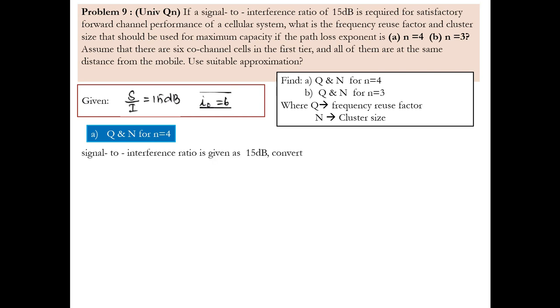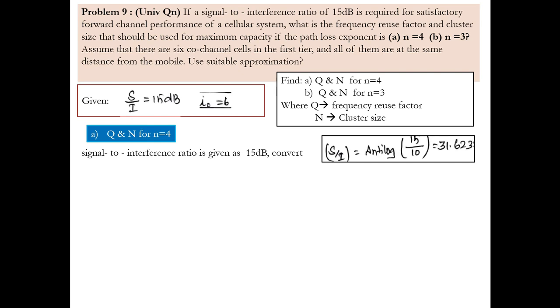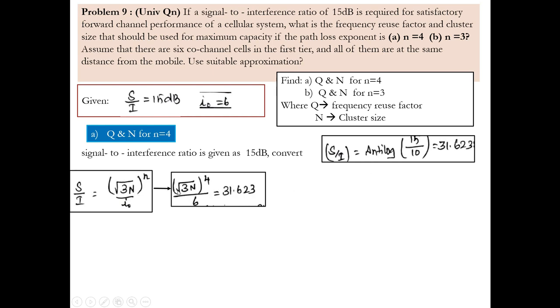The signal to interference ratio is given as 15 dB. First, let us convert this into a ratio value. The decibel should be converted into a ratio value. For that, we have to take the antilog of the given value divided by 10, for which you get the answer as 31.623. The signal to interference ratio is given by the formula square root of 3N raised to the power of n by I0. So now let's substitute the given values. The square root of 3N raised to the power of, for the first case the path loss exponent is 4, divided by I0 which is 6, is equal to 31.623 we found earlier.